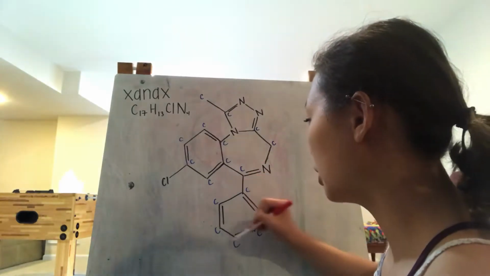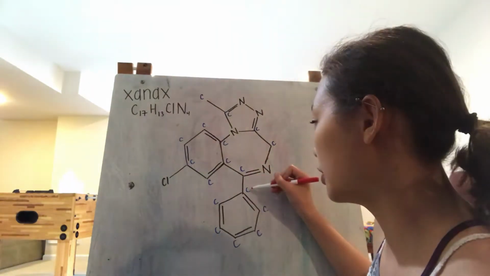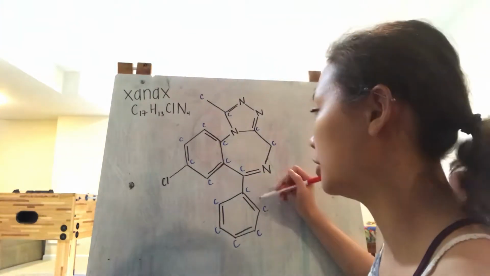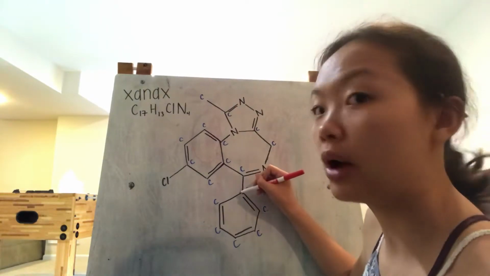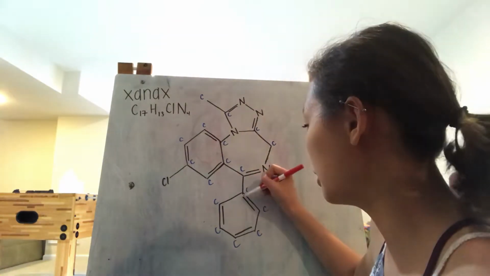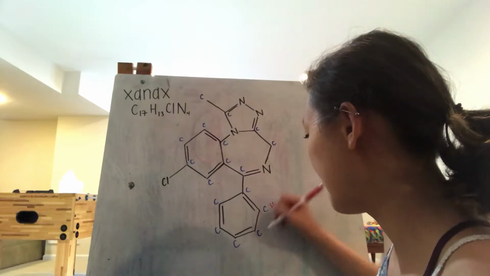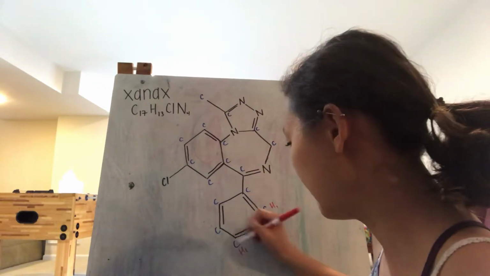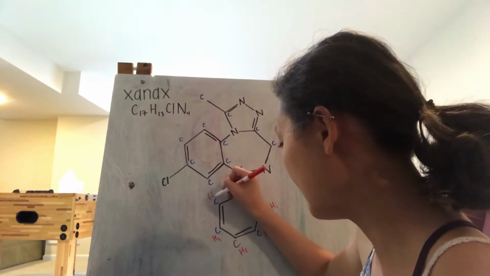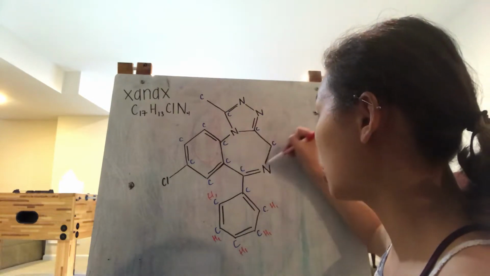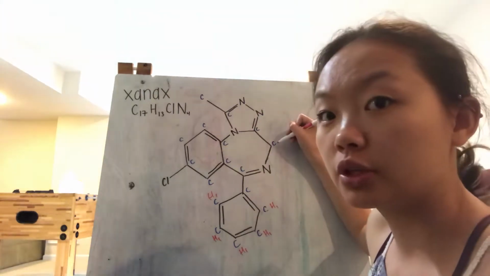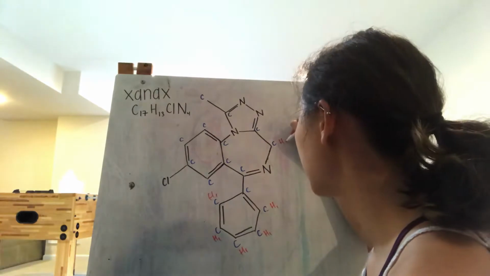So on this bottom ring here, all of the carbons except for this carbon are going to receive one hydrogen, because this carbon already has 4 bonds. 1, 2, 3, 4. And then in this structure here, this carbon's going to receive 2 hydrogens.